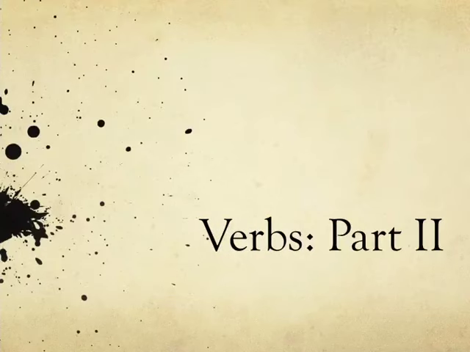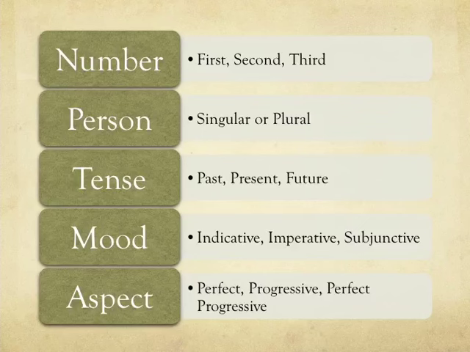Verbs! The second part. Okay, guys, so we've covered the first three categories in this list here. We've covered number, we've covered person, we've covered tense. Today, we're going to be talking about mood and aspect.